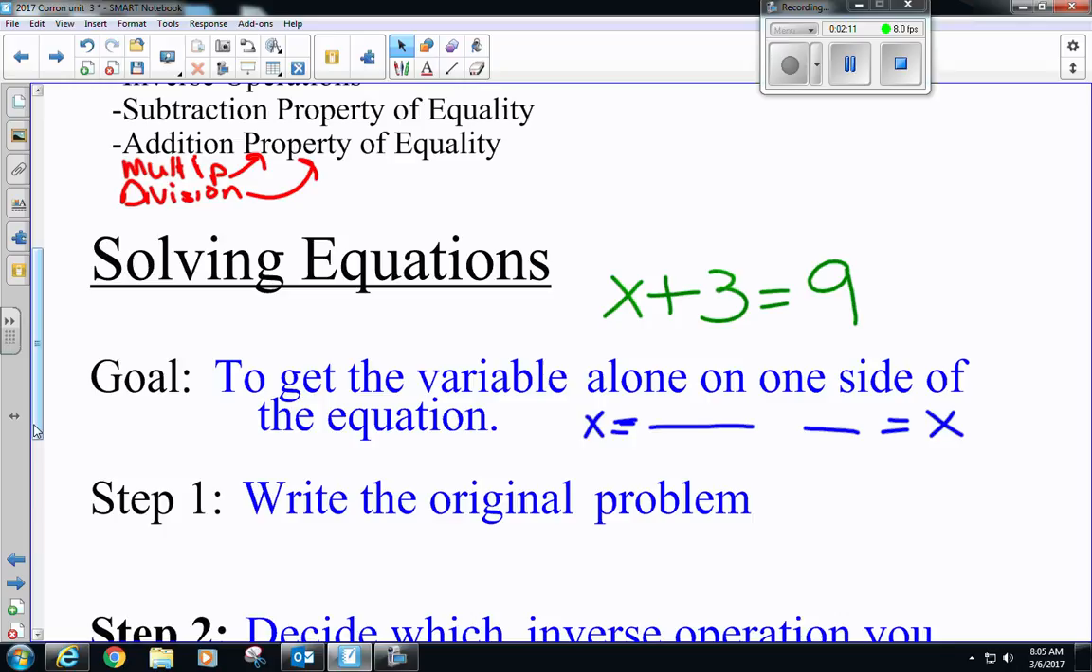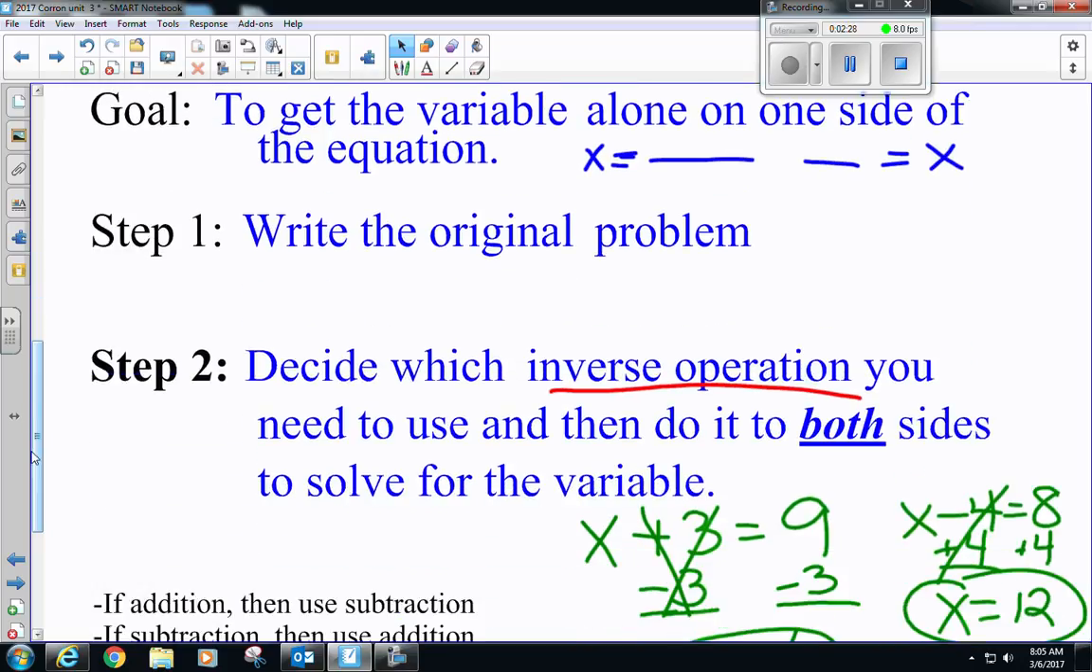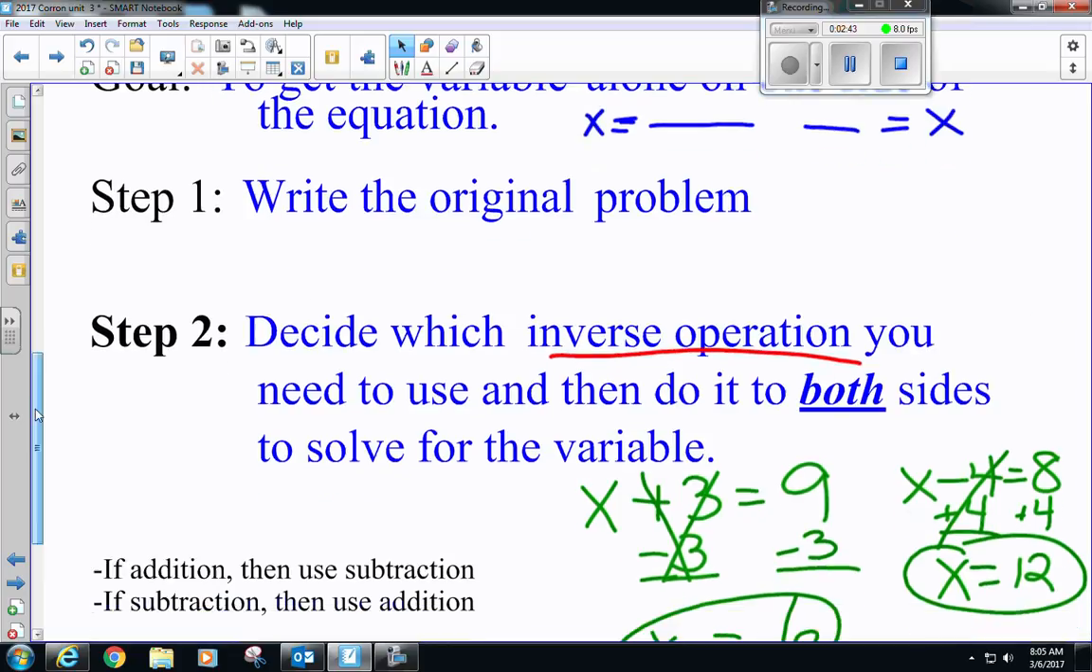With multiplication and division equations, it's the same goal. You're getting the variable alone on one side of the equation because the goal is to find out what it's worth, whatever letter it is. That's your goal. Steps are the same. You're going to do exactly the same thing. You're going to write the problem. You're going to look at the operation that's there and do the inverse of it, the opposite. Remember we did, if it was adding, we did subtracting. If it was subtracting, we did adding. Well, it's the same.